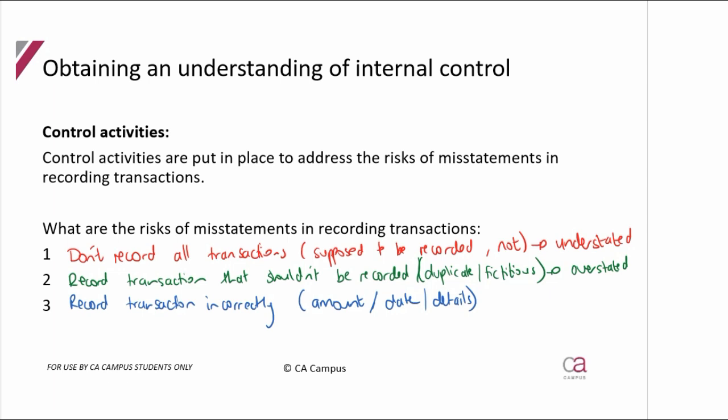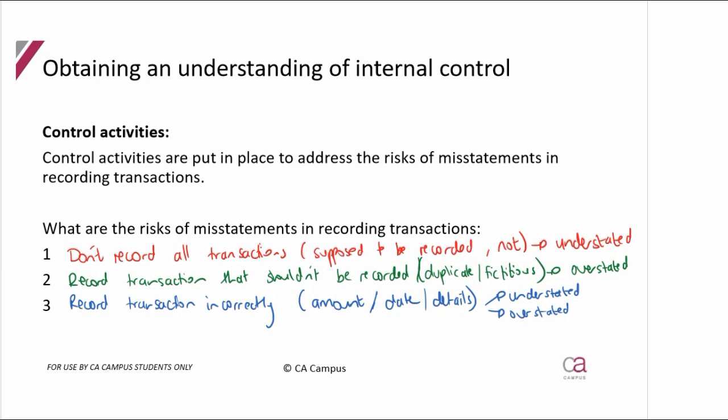So the control activities that management can put in place will address these risks. Because there's no real other way that the transaction could be misstated. Because guys, for this one, recording it incorrectly, it could be understated or it could be overstated. The amount could be under. They could record it in the wrong account, so the wrong account is therefore overstated, and the account it's supposed to be recorded is understated.